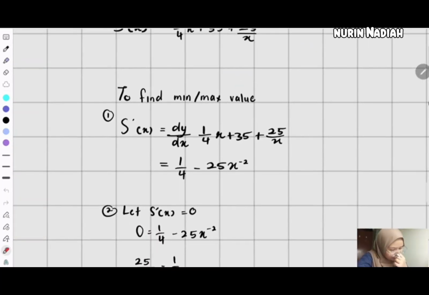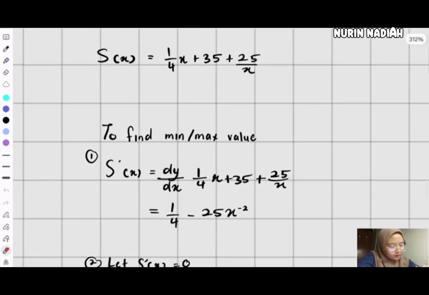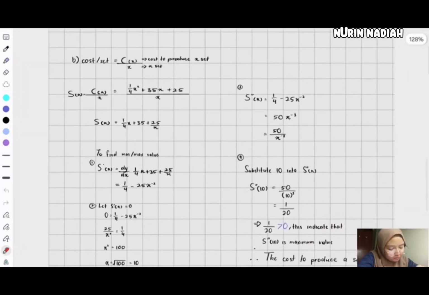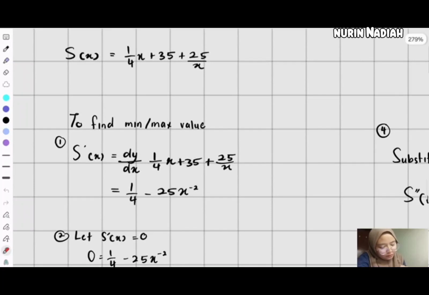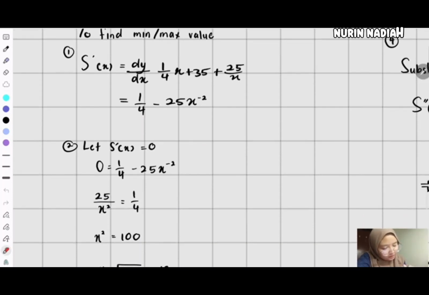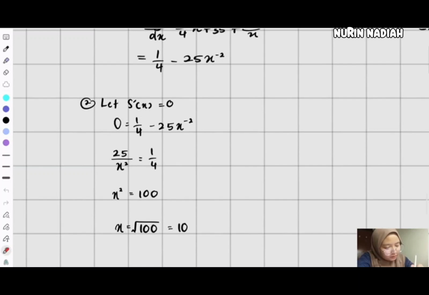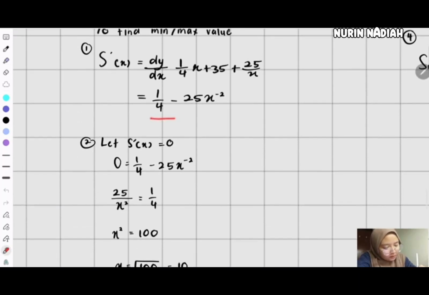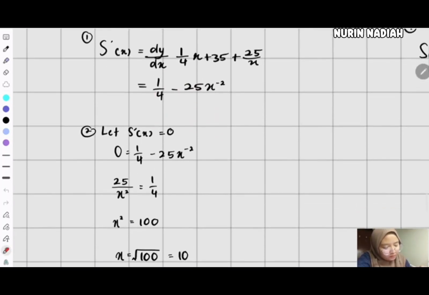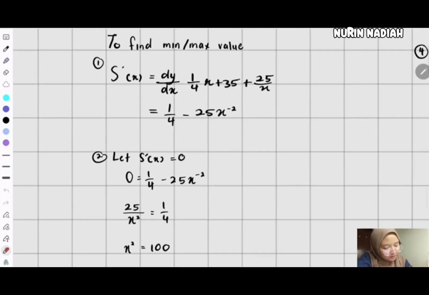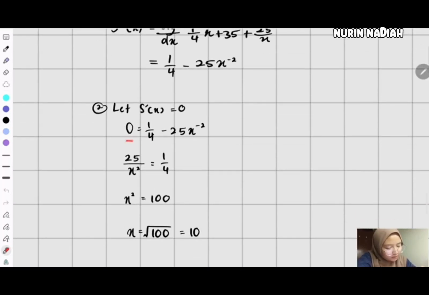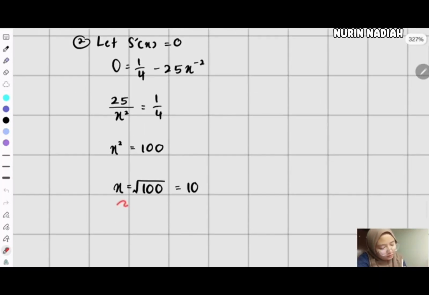To find the minimum, to prove that it is a relative minimum value, we will differentiate, and then we will get 1/4 minus 25x to the power of minus 2. Then we set the answer that we get from the differentiation equal to 0, and the value of x that we get is 10.